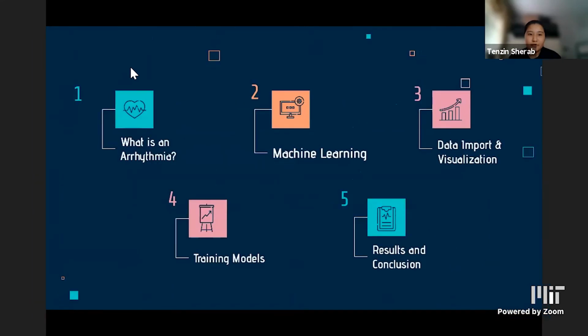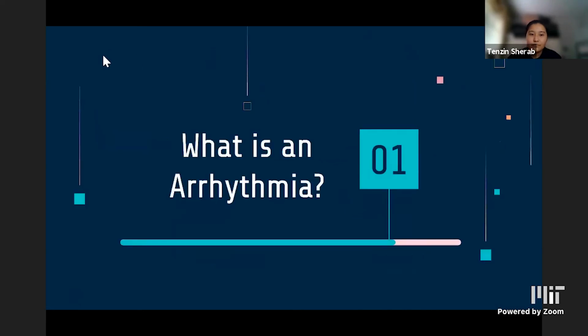So we're going to briefly overview what this presentation is going to be about. First, we'll talk about what exactly is arrhythmia and a brief introduction to machine learning, as well as how we imported the data and visualized it, trained our models, and finally our results and conclusions.